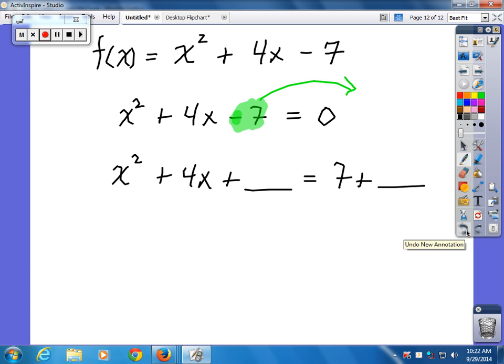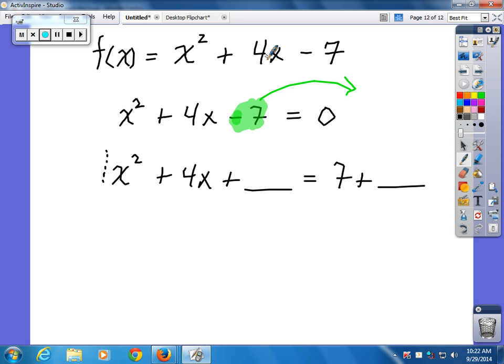Now the next step says check A, and we do. A is what? 1, so we don't have to do anything. Right here, ax squared plus bx plus c, A is 1, so we're good.